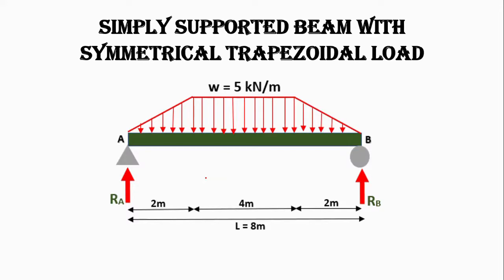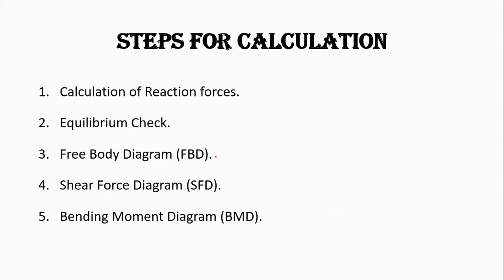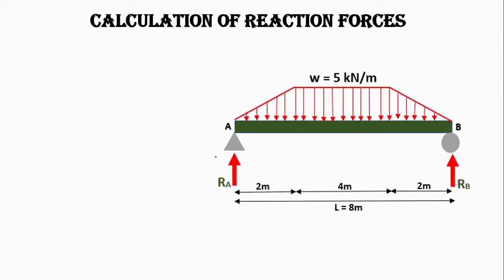Today we will solve a simply supported beam with symmetrical trapezoidal load. This type of load is usually seen on the division of two-way slab. First of all, we will calculate the support reactions, then perform an equilibrium check, and at the end we will draw a free body diagram, shear force diagram and bending moment diagram. Let's start the calculation of reaction forces.